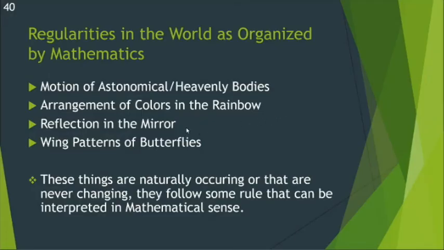The reflection in the mirror, diba? So kung ano yung image na i-reflect niya, so yun yung makikita natin. Wing patterns of the butterfly. So lagi siyang symmetric. Kung ano yung pattern doon sa left wing, ganun din yung sa right. These things are naturally occurring. So fixed siya. So, and never changing. They follow some rules that can be interpreted in a mathematical sense.